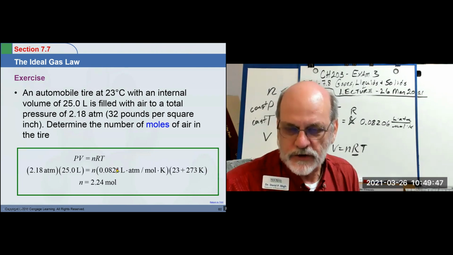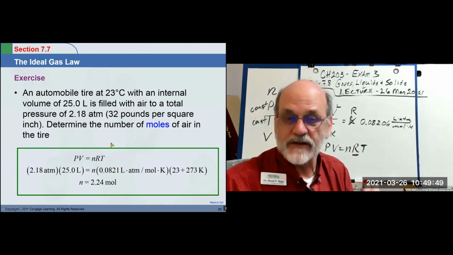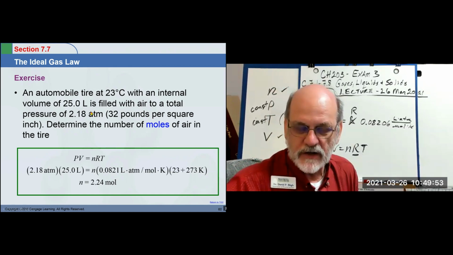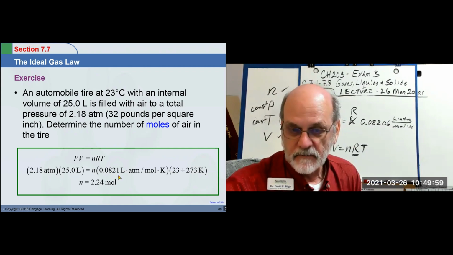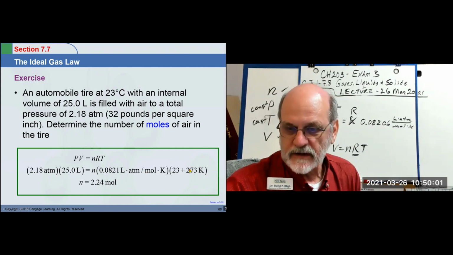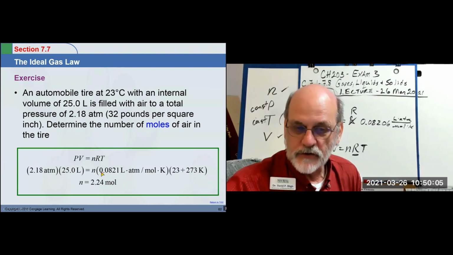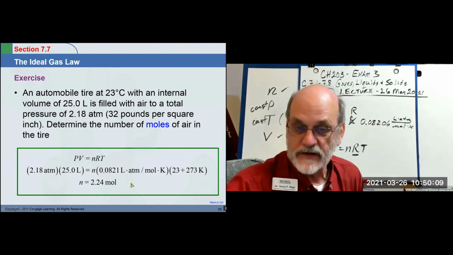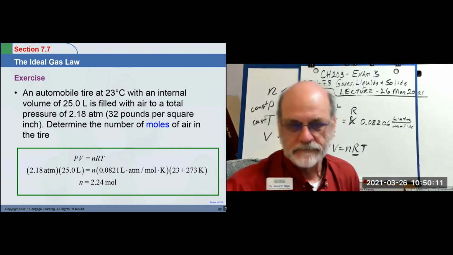So there's the solution, right? This is a state function. This is a state situation. So you're given information here. The pressure inside your tire is this many atmospheres. That's the volume of your tire. There's your gas constant. There's the temperature. And you solve for the number of moles. So now we can say how many moles of air are in my tire under these conditions: 2.24 moles.